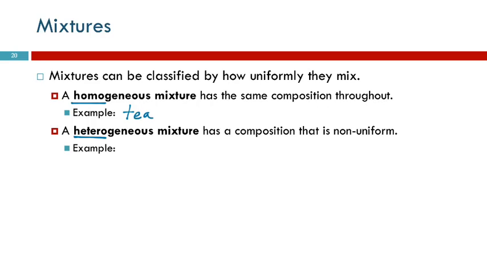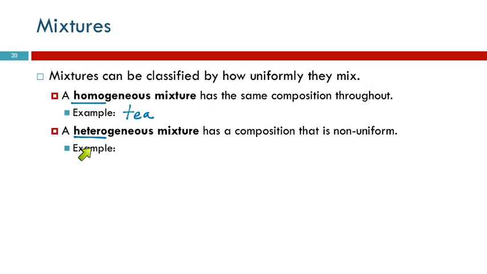So in tea, there's obviously water, but there are also things that come from brewing the tea. There are substances that give the tea color and flavor. There's probably caffeine. It's a mixture, but it's homogeneous. You look at a cup of tea, and it tastes the same at the top as it does at the bottom. You can make it stronger or weaker depending on how long you let the tea bag brew. It's a homogeneous mixture.